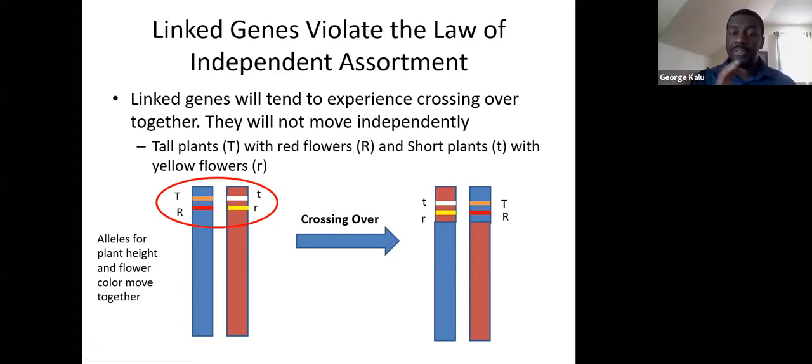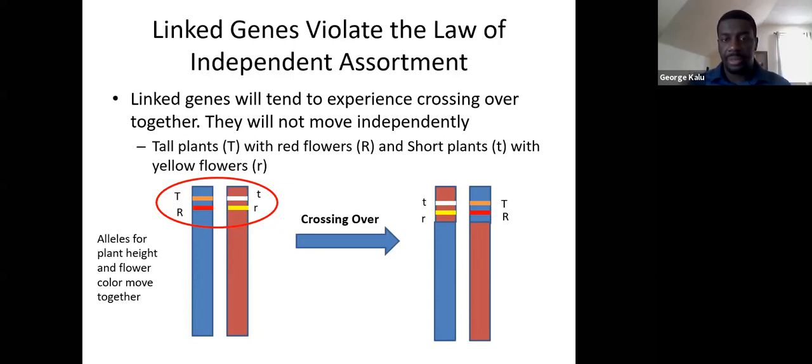And so if those chromosomes end up moving together here, then we know they're not moving independently, and that violates the law of independent assortment. Okay? Does this make sense here? Linked genes could just undergo crossing over together because they're close to each other on the chromosome. Okay. Any questions here so far?